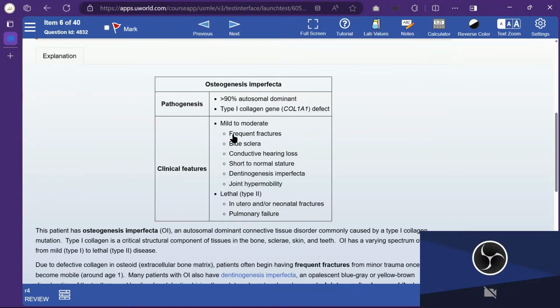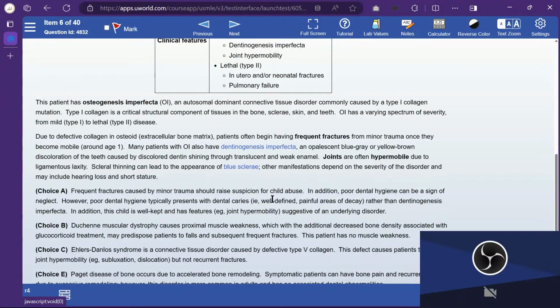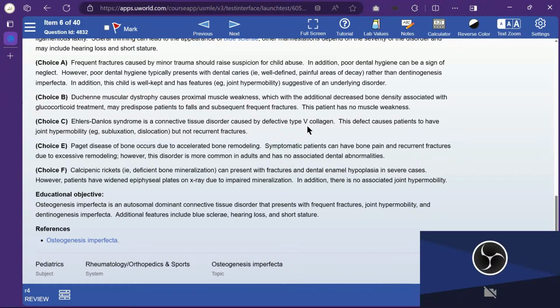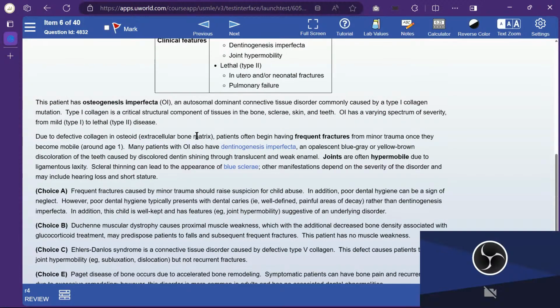So osteogenesis imperfecta, most probably. Why is it not Ehlers-Danlos? In Ehlers-Danlos, there is a defect in type 5 collagen, and these patients have joint hypermobility, subluxation, and hyperlaxity, but no recurrent fracture. In this case, there is a recurrent fracture. So osteogenesis imperfecta should be in mind.